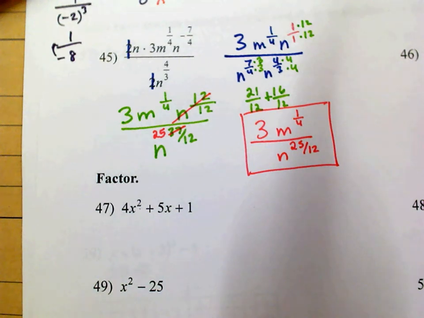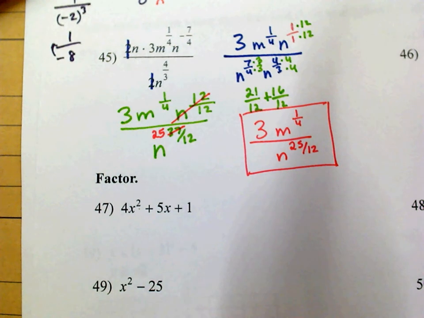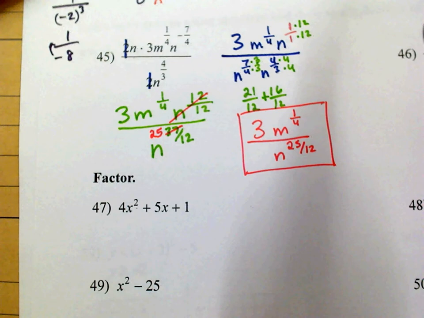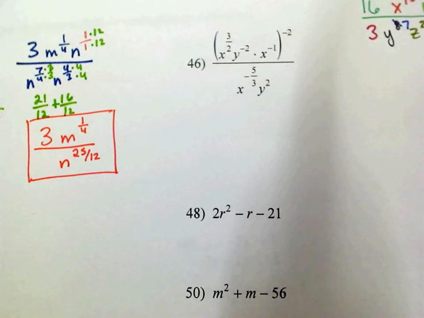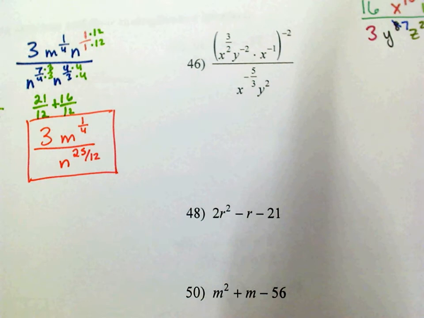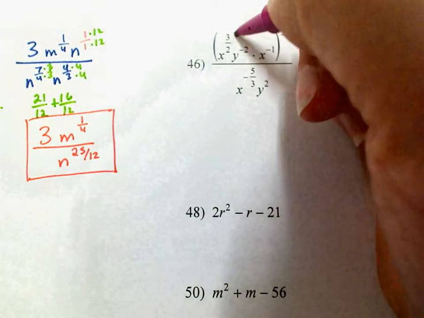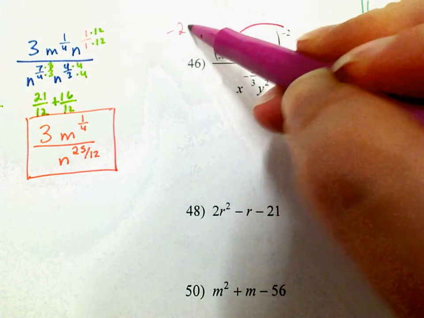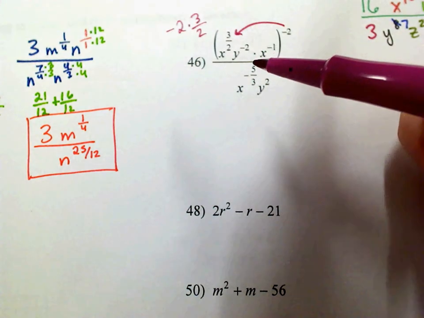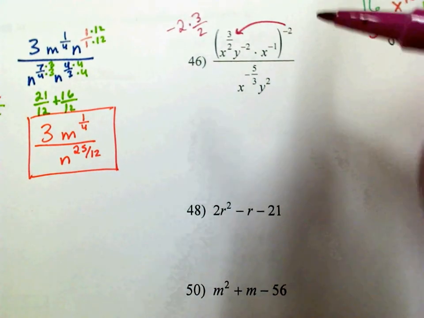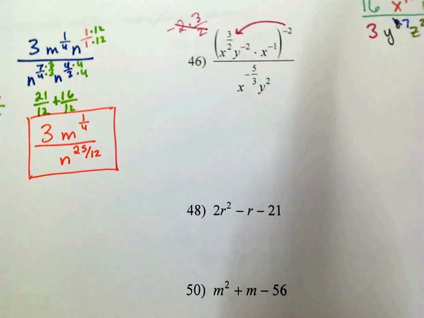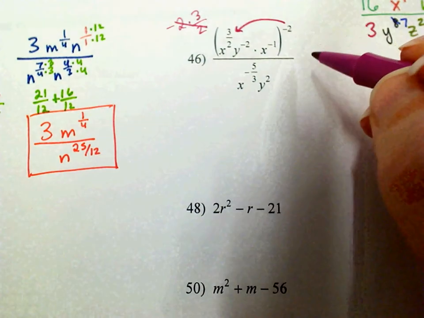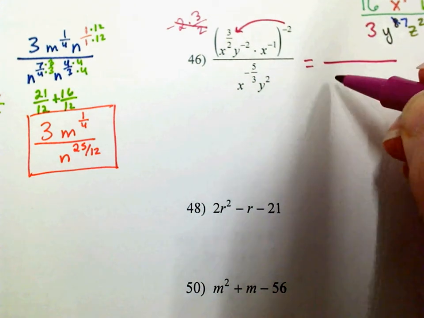Okay, let's go to number 46. On number 46, I have x to the 3 halves, y to the negative second, x to the negative first, all to the negative second. So let's distribute that power. What is a negative 2 times the 3 halves? Isn't that just negative 6 divided by 2, which is negative 3? Or the 2's cancel out and I'm left with negative 3? Okay, so the first term is x to the negative 3, which means where does it belong? In the denominator. So that's x cubed.